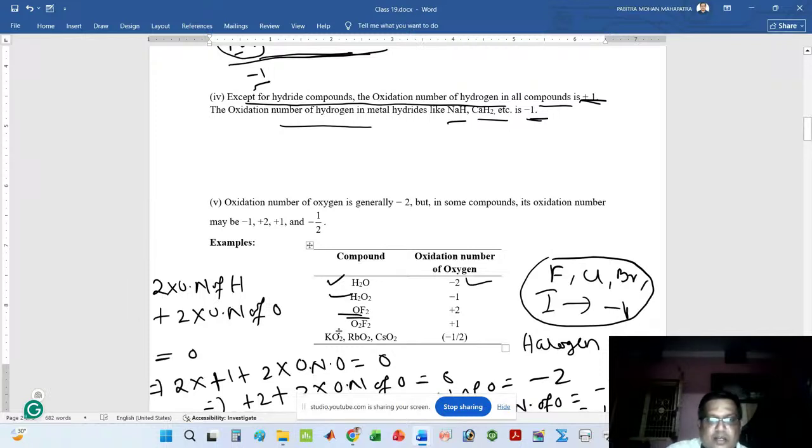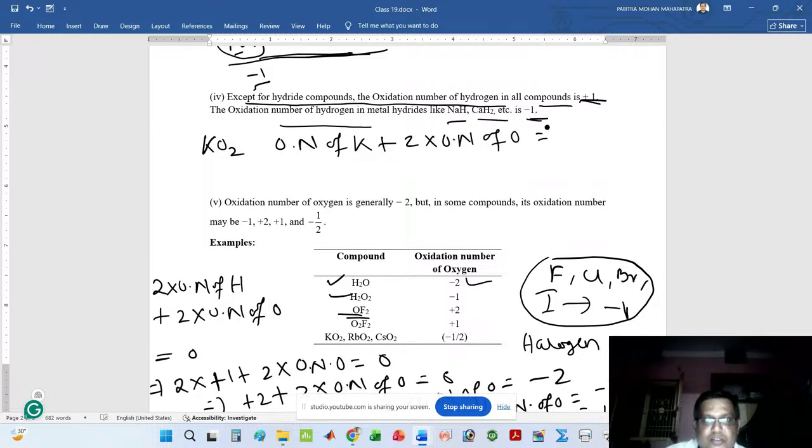Let me think about the KO2. Here I can say that oxidation number of potassium plus 2 into oxidation number of oxygen is equal to how much? Since it is a molecule, it is equal to 0. We know that the oxidation number of potassium, remember, all the alkali metals, I will discuss later, remember all the alkali metals have the oxidation number of your plus 1.